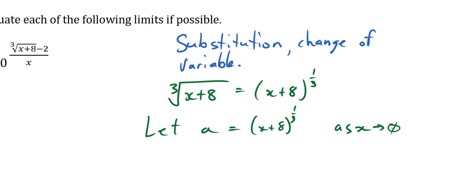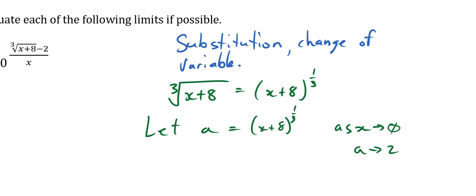John? You're on the right track. 2, how'd you get that? Yeah, so you're subbing in, right? We sub 0 in for x. So we sub whatever value, 0 in this case, because that's what x is approaching. But I get 0 plus 8, which is 8, and 8 to the 1/3 is 2. So as x approaches 0, a approaches 2.